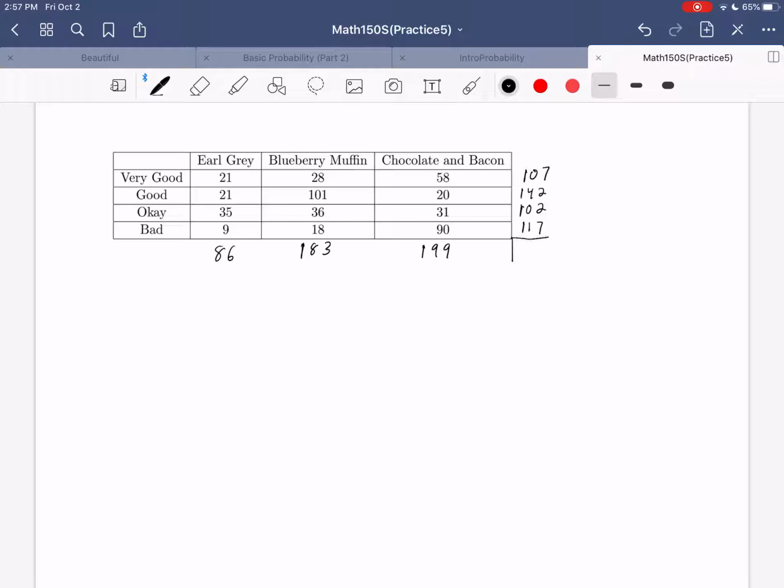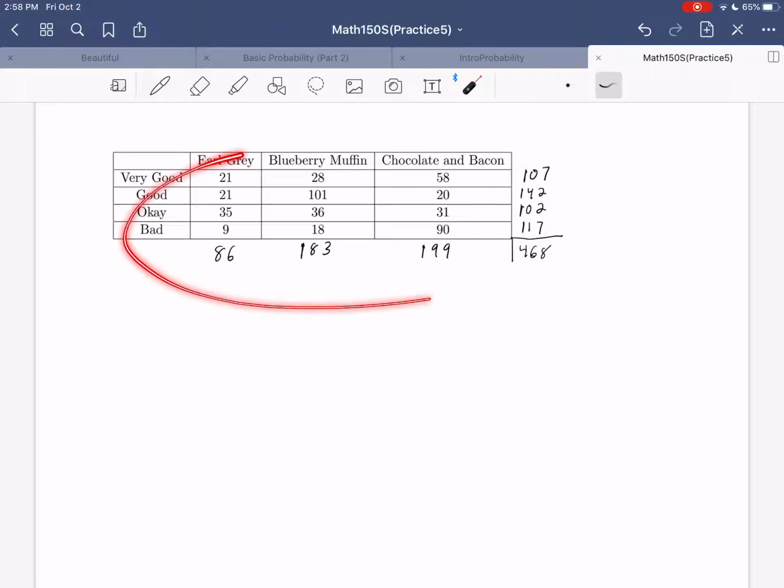Then we can either total up those row totals or total up those column totals. Either way we do it, we have to get the same thing. So I'll just add these, so we only have to do 3 additions. So 86 plus 183 plus 199. Looks like we should have 468. So remember, what this 468 represents is the sample size. In this case, it represents the number of customers that came in and ordered one of these 3 flavors and then gave their feedback about these flavors.